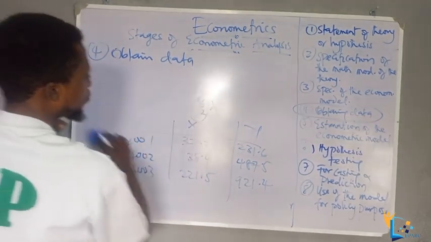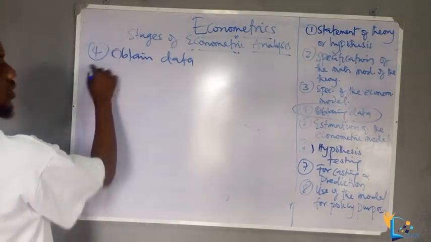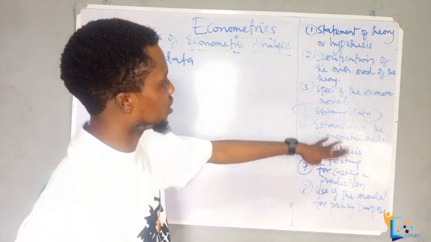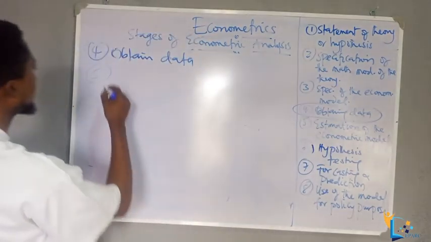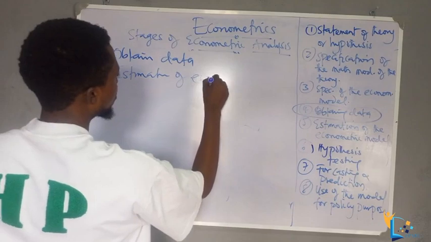So let's quickly move over to the fifth stage, which is estimation of the econometric model.